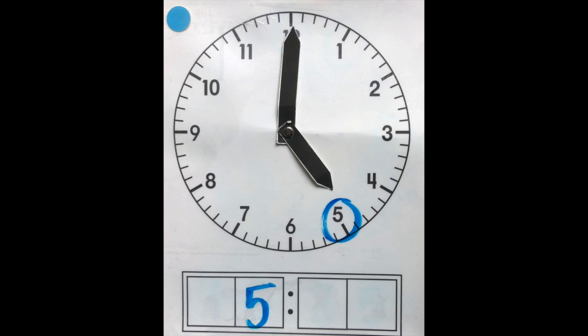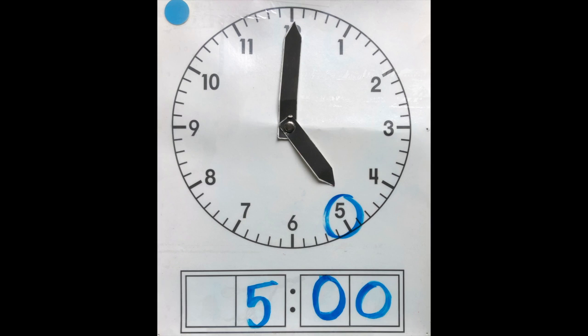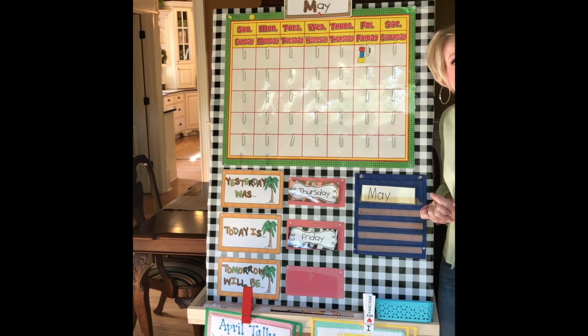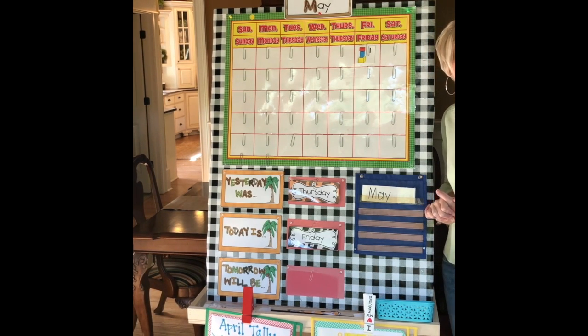Now look at your minute hand. What is it pointing to? Yes, it's pointing to the 12. And what does that mean? O'clock. I tried to trick you, but I didn't. It does mean o'clock. How do I write o'clock? Yes, 0, 0. So now all I have to do is read my time. What time is it? Yes, it's 5 o'clock. It's 5 o'clock. Good job. Good job, friends. You did a great job with it being the first day of May.